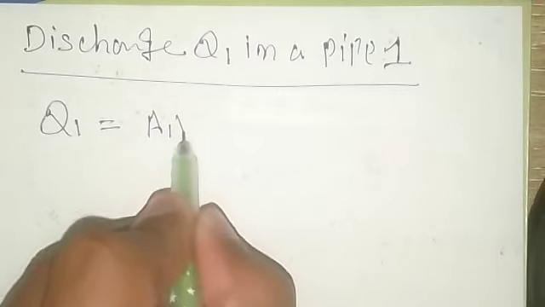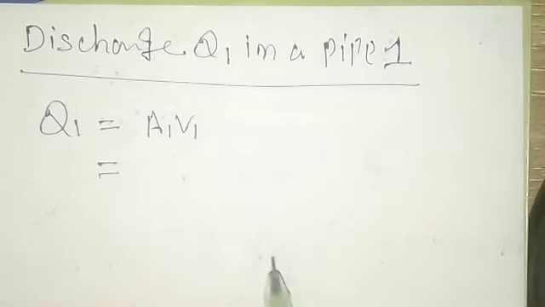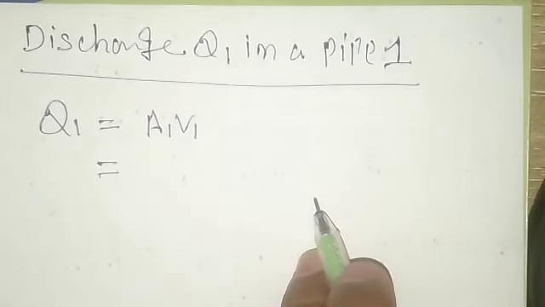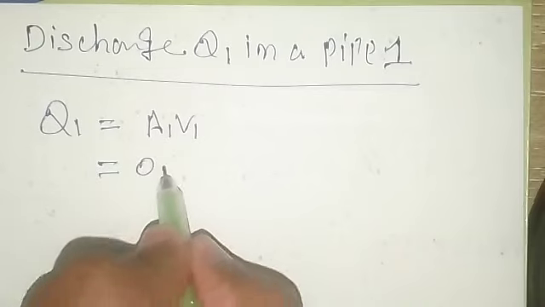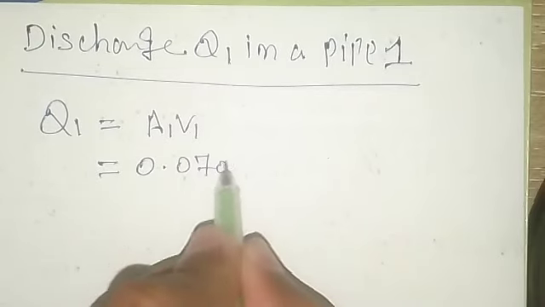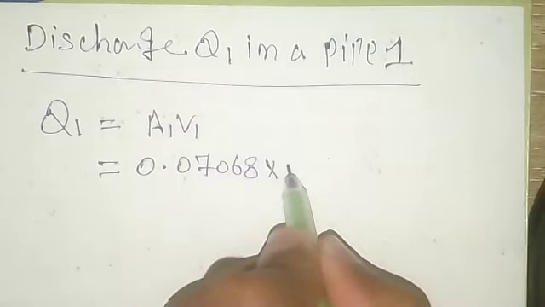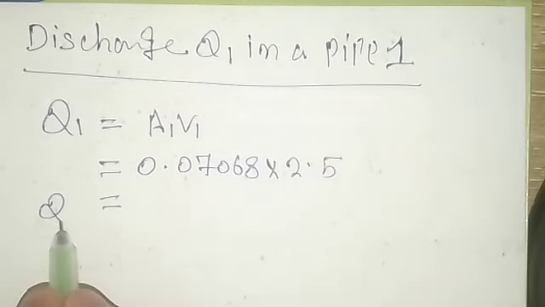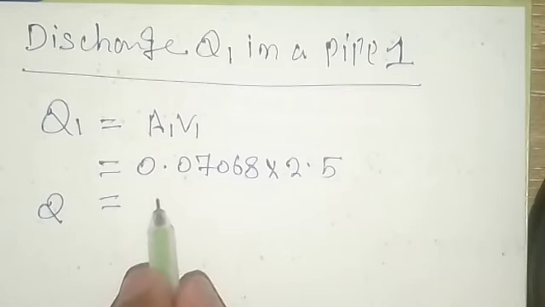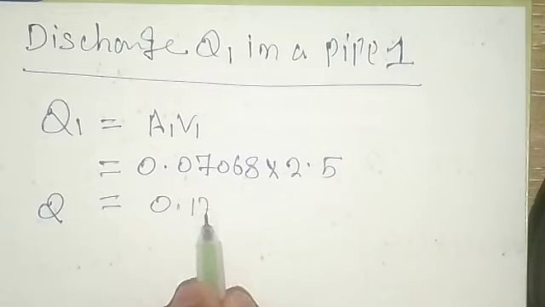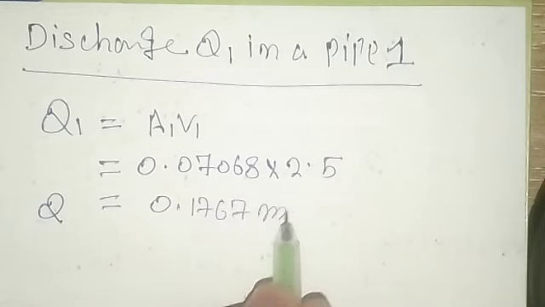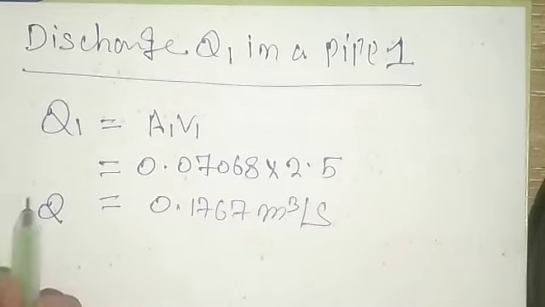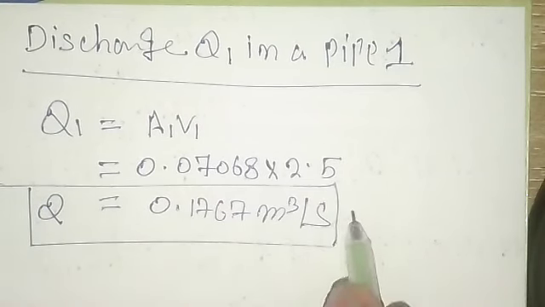So q1 is equal to what? That is area into velocity. The area we already calculated, which is 0.07068 into velocity 2.5 meter per second. So this discharge we got, that discharge is 0.1767 meter cube per second. All right, so first answer we got.